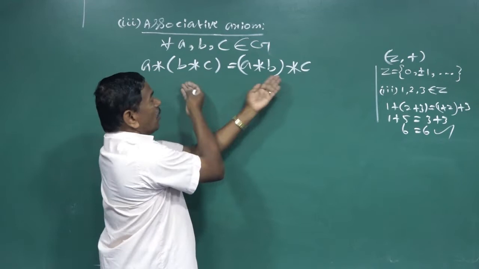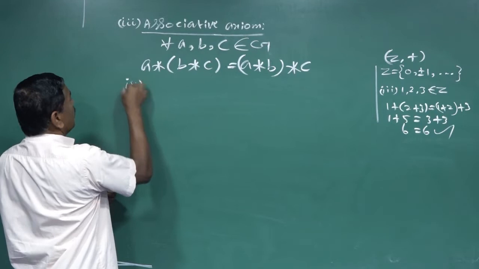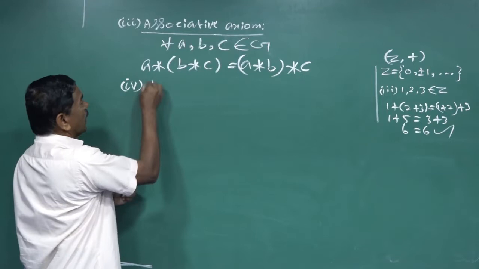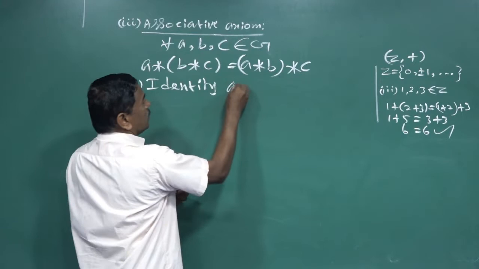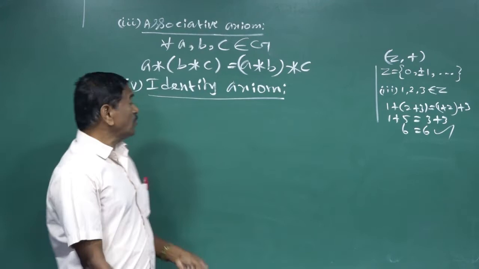Now listen, fourth one is, see, listen carefully, fourth property is identity axiom. Okay, fourth property, identity axiom. Here, say, for example, listen, come to here, identity axiom.